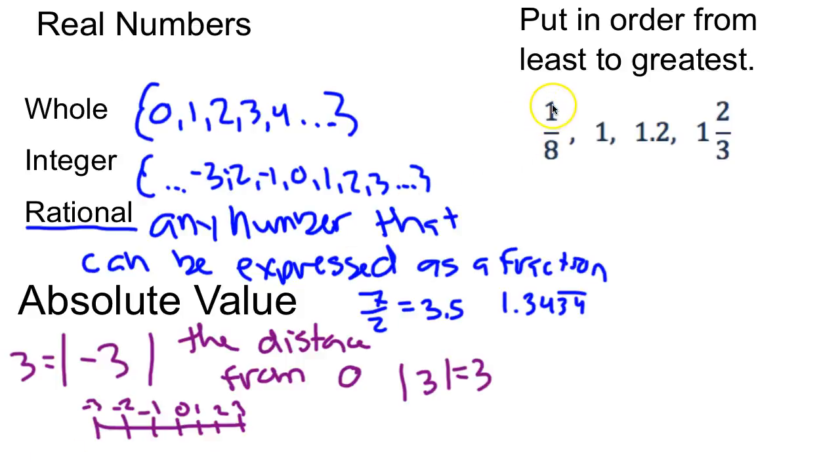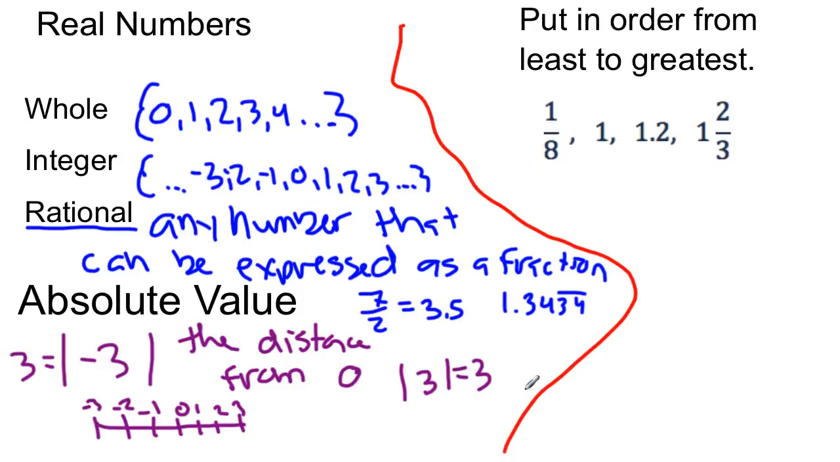Alright, so let's put these in order from least to greatest. Least is the smallest, greatest is the largest. So what I do first is I change these fractions into decimals. So 1 over 8, I'll just put that in my calculator. When I put in my calculator, I get 0.125. Alright, there's 1, and I'll put it right there. 1.2, I'll put it there.